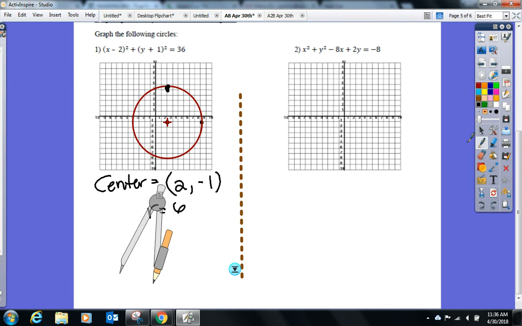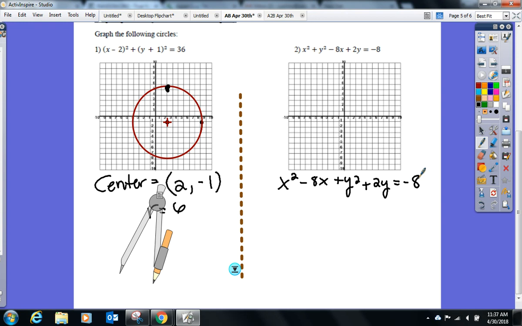We don't like this because it's not in the circle form, right? We need to get it into the circle form. First step, make sure the extra numbers are on the other side if they're not already. So -8 there, leave it there. Next step, let's get the x's and the y's together. Can you rewrite this so the x's and the y's are all next to each other? X squared minus 8x, y squared plus 2y equals -8.